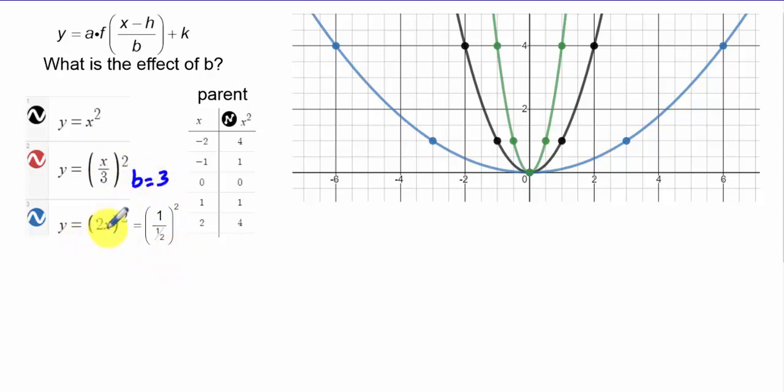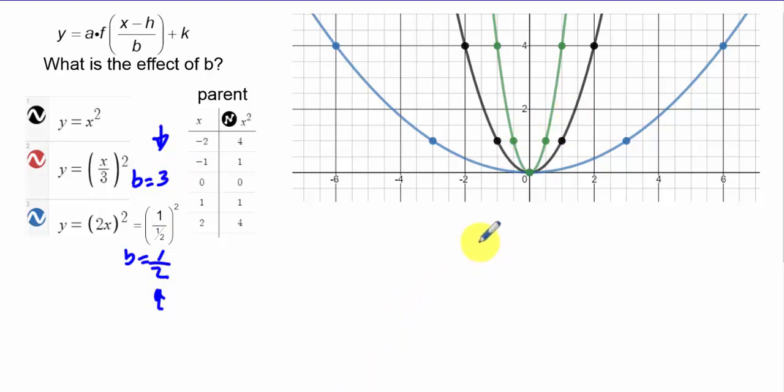If you see something like 2x, but it's inside the function, that 2 is affecting the b value, but it's not in the denominator, it's in the numerator. So a way to say a multiplication of 2, but to do it by dividing, is dividing by 1/2. So in this case, b equals 1/2. So now we have to figure out, okay, what effect do these numbers 3 and 1/2 have on this function?